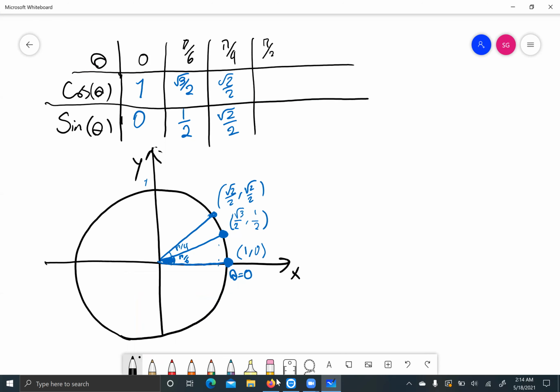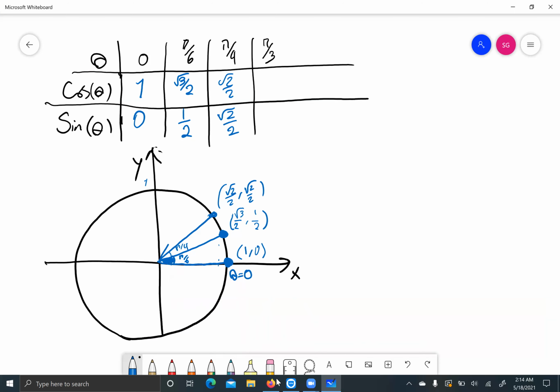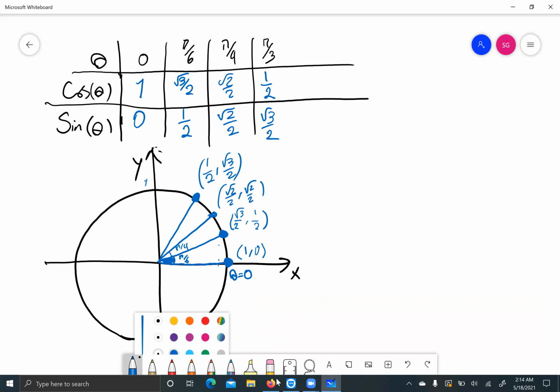I'm gonna complete this by 90 degrees. So the next one is pi over 3. Pi over 3 or 60 degrees, here the x value is 1 over 2, half, y value is square root of 3 over 2. So x value, cosine, is this, height is this one.